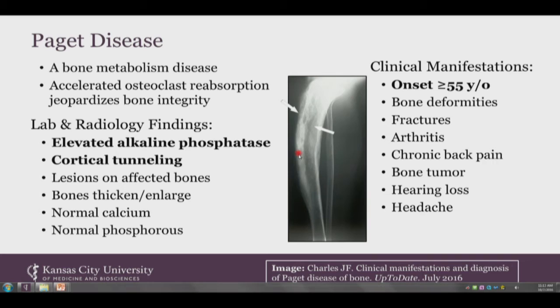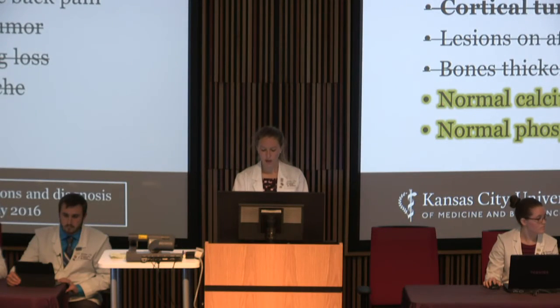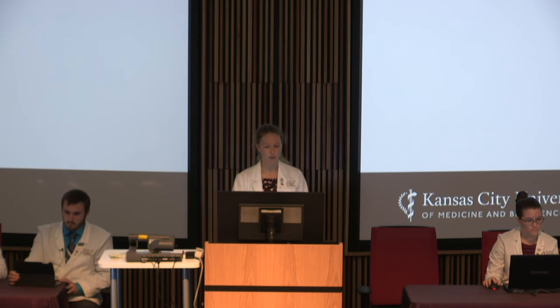And again, our patient did not have this on his X-rays. Although the patient presented with fractures and normal calcium and phosphorus levels consistent with Paget disease, the condition usually affects patients who are 55 years or older. And considering that our patient is only 14 years old, it's an unlikely diagnosis. Also, our patient did not present with the classical cortical tunneling that is consistent with Paget disease. Therefore, it is unlikely, and we ruled that out as a possible diagnosis.